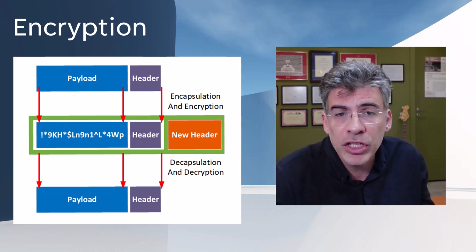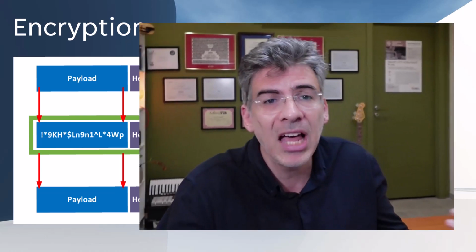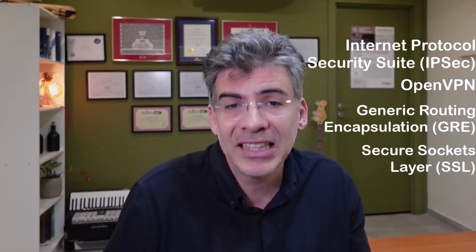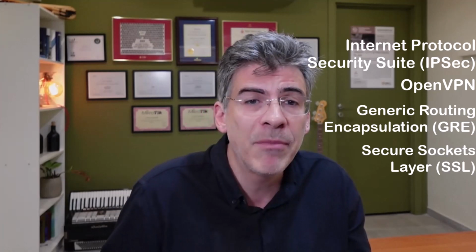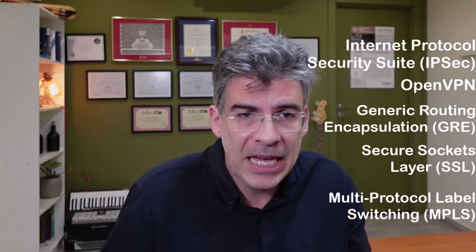Now, there are various technologies that achieve tunneling, while others perform encryption, and still others that perform both tunneling and encryption. And many of the most commonly used technologies for tunneling and encryption when employing VPNs include things like the Internet Protocol Security, or IPsec. We have OpenVPN. We have Generic Routing Encapsulation, or GRE. We have Secure Sockets Layer, or SSL. And we also have Multi-Protocol Label Switching, or MPLS, which can also create VPNs.